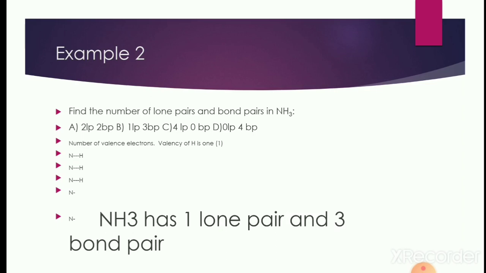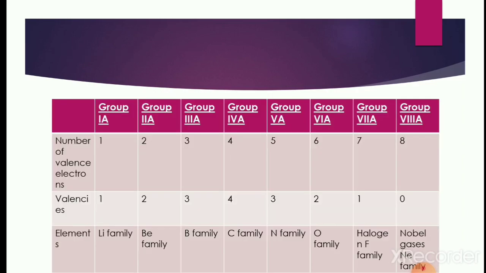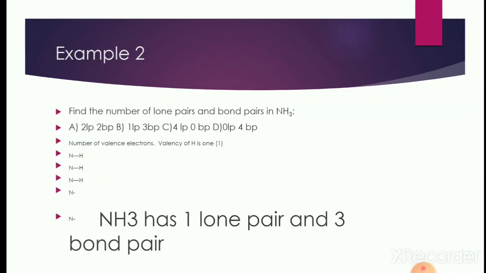Now from the chart, N belongs to group 5. So the number of valence electrons will be 5. Write 5 for nitrogen. Then H belongs to group 1, therefore the valency will be monovalent. So the number of hydrogen atoms is 3, which combine with 3 of nitrogen's electrons to give rise to 3 bond pairs, and the remaining 2 electrons of nitrogen constitute 1 lone pair. So the correct option will be B.